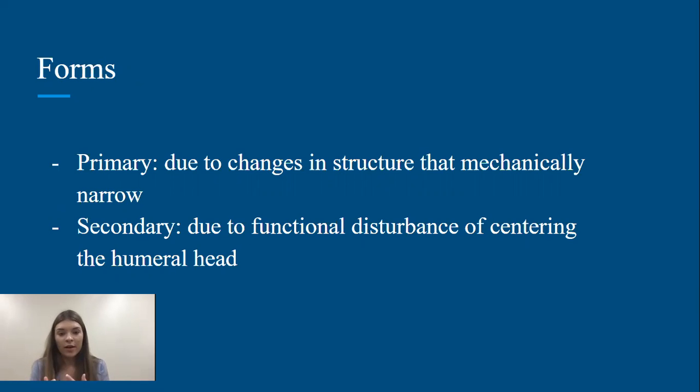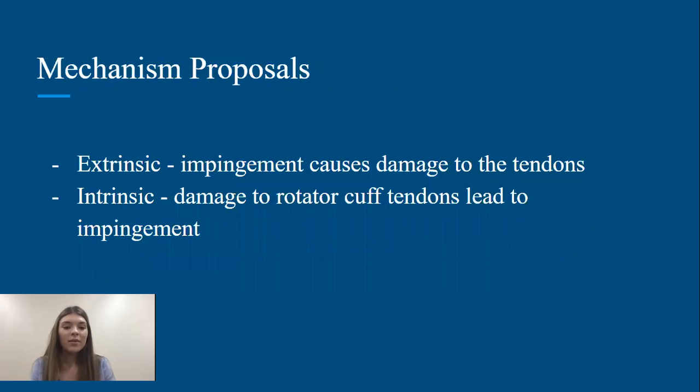And the other form is secondary impingement, which results from the humeral head being uncentered, which leads to an abnormal placement of the humeral head that causes entrapment of soft tissues, which leads to pain. I do find it important to mention that there are two differing mechanisms proposed for the cause of subacromial impingement syndrome. Those are extrinsic and intrinsic mechanisms.